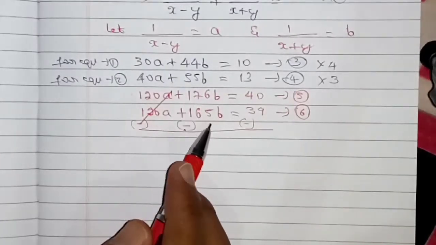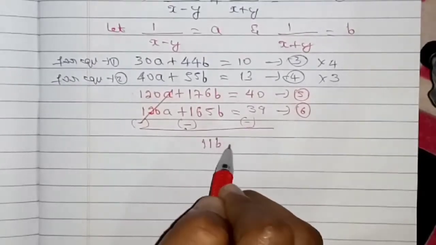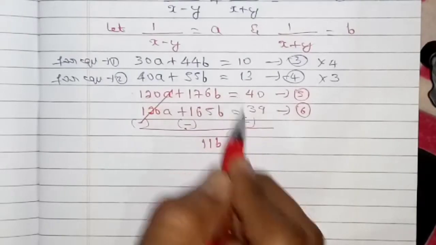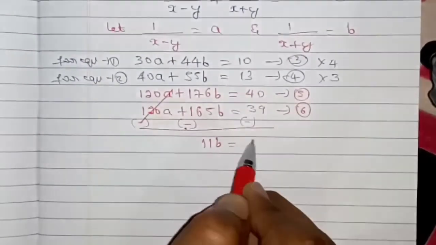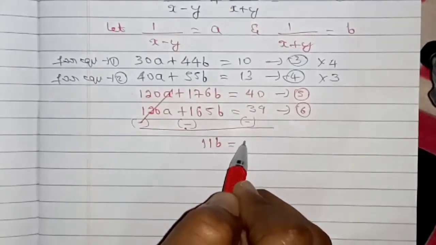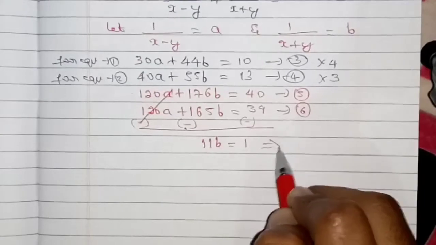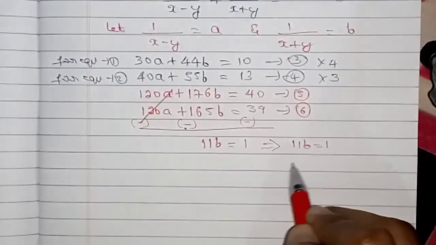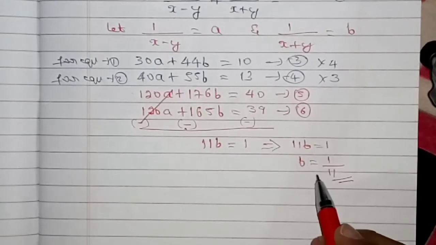176 minus 165, so nothing but it's 11b is equal to 40 minus 39. Here also plus into minus is minus, first symbol and third symbol. 40 minus 39, it's 1. Now it implies 11b is equal to 1. I'm writing again. This implies send 11 to the right hand side, so b is equal to 1 by 11. So this is the value of b.